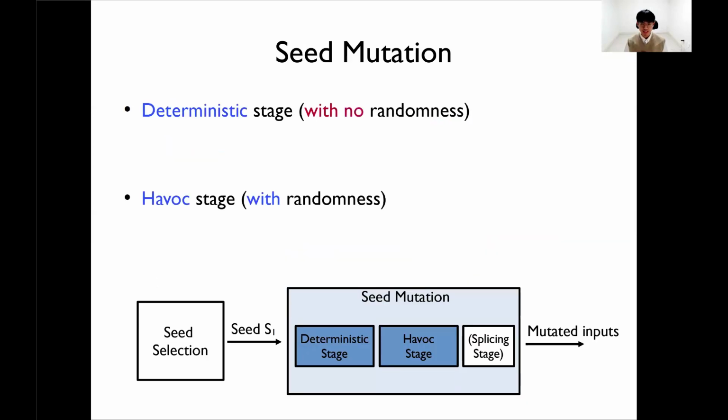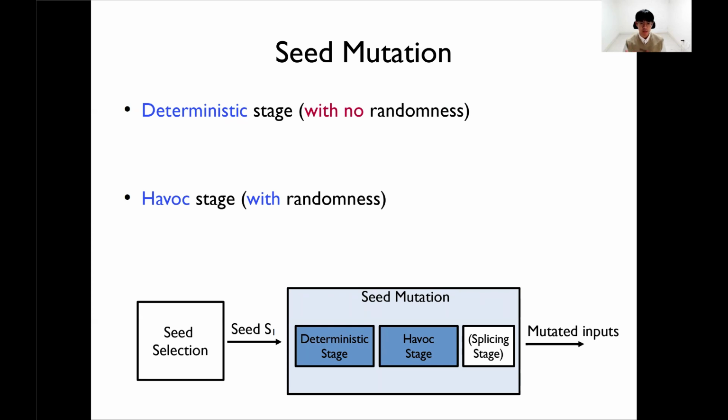AFL mainly mutates the seed in two stages, the deterministic stage and the Havoc stage. To be more precise, it consists of three stages, including the splicing stage. But I will omit the splicing stage, as it is only turned on when the previous two stages, the deterministic stage and the Havoc stage, totally fail to generate interesting input. And it doesn't happen often when testing real-world programs. So let's focus on these first two stages.